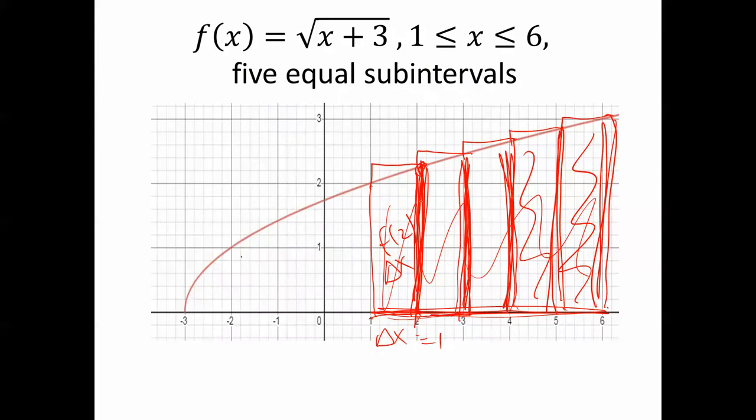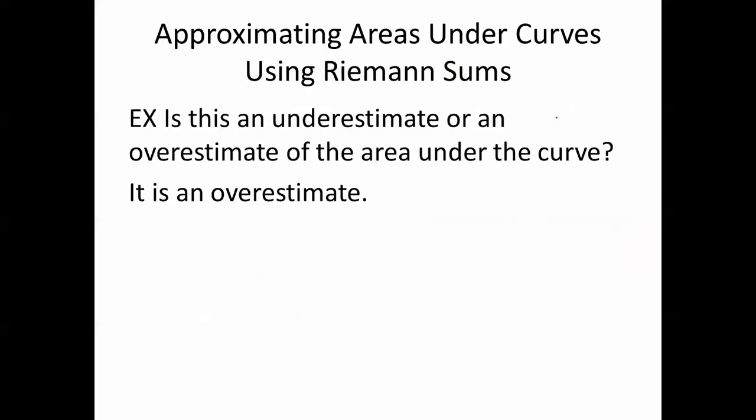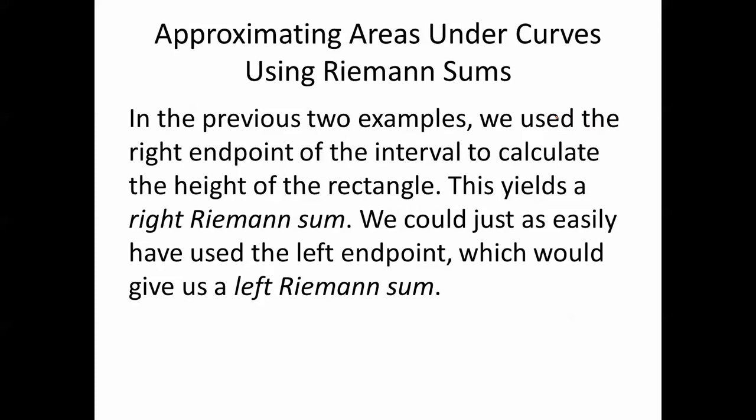Well, we counted stuff that really isn't under the curve, so it looks like this is going to be an overestimate. In the previous two examples, we used the right endpoint of the interval to calculate the height of the rectangle. This yields what's called a right Riemann sum. We could just as easily have used the left endpoint, which would have given us a left Riemann sum.